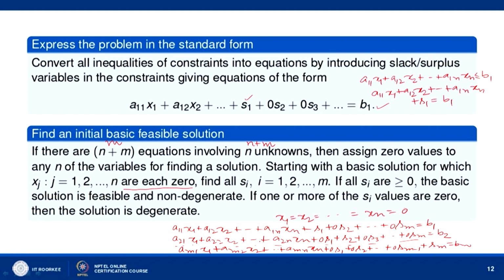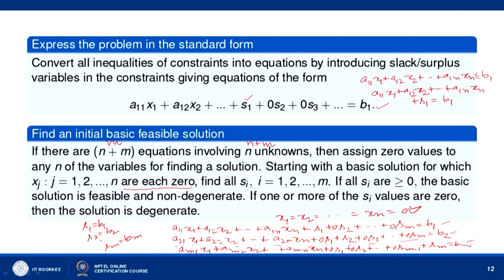Now, you can see there are m equations involving n plus m unknowns. What we will do to obtain a basic feasible solution, we will take x1, x2, xn equal to 0, then we will have m equations involving m unknowns S1, S2, Sm, and we can find the values of these m unknowns. S1 will be equal to B1, S2 will be equal to B2 and so on, Sm will be equal to Bm.